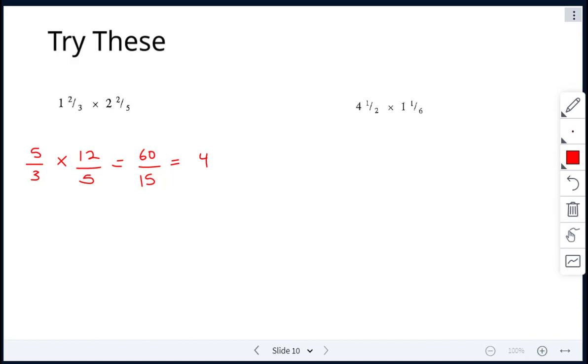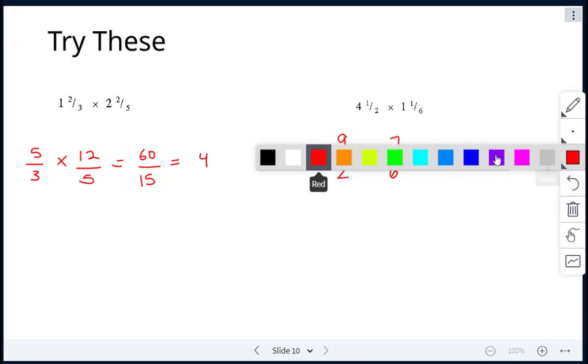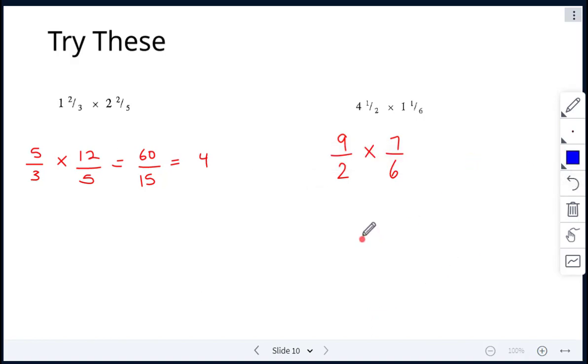Okay, so for this one here, the first thing we're going to do is convert it into improper fractions. So 4 times 2 is 8 plus 1. That gives me 9. The denominator stays as 2. Multiplied by 1 times 6, which is 6 plus 1 is 7. And the denominator stays as 6. All right, so for this question, let's do reducing. Okay, we can't reduce 9 over 2. We can't reduce 7 over 6.